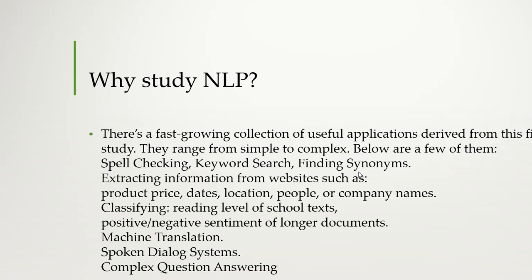Spell check, keyword search, finding synonyms, extracting information from websites, maybe positive and negative sentiment of longer documents, machine translation, spoken dialogue systems, complex question answering. So these kinds of input and output systems. Suppose you are sending some inputs, based on the input some output needs to be generated. Instead of a human, the machine needs to send some output. Or the machine has to get the input, grasp it, and give the proper value of output. So these kinds of things have to happen through NLP.